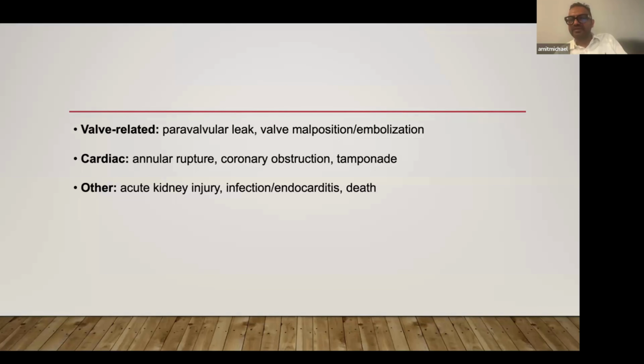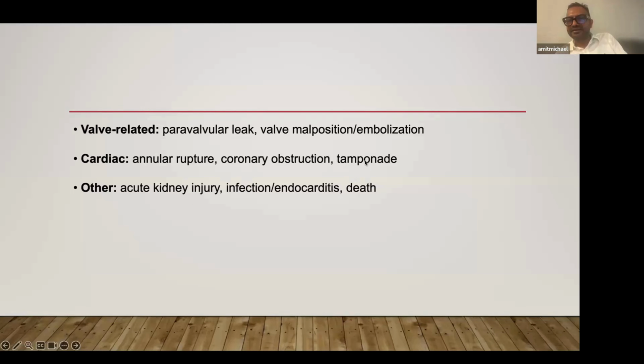If the valve has been deployed too deep, that means the skirt of the valve has gone too deep. So the paravalvular leak is because you've deployed it too deep, and the skirt, which is supposed to seal the leak, is already deep. So you can't really do anything in that case. What you have to do is put in a new valve at a higher position. So you have to put a second valve in at the same time.